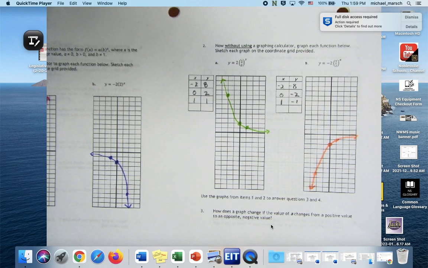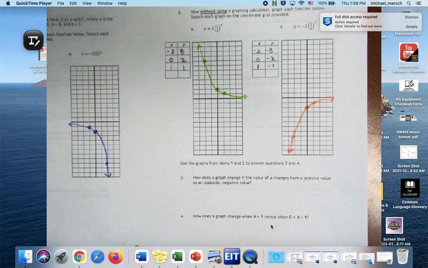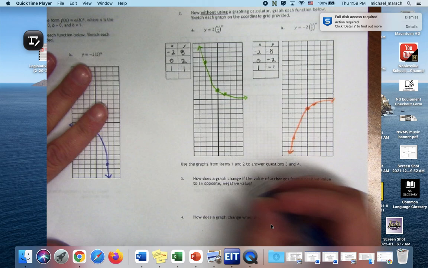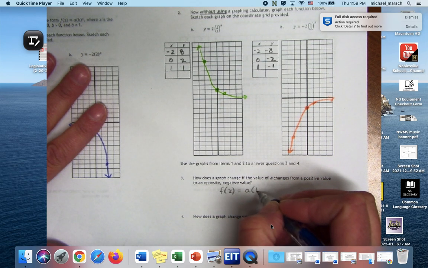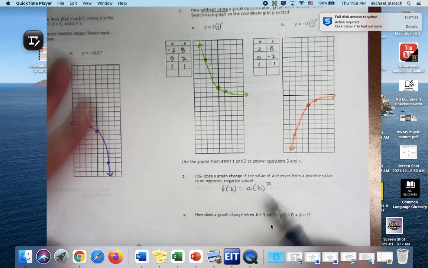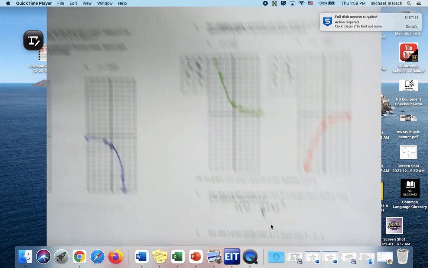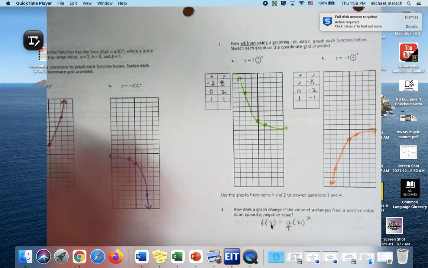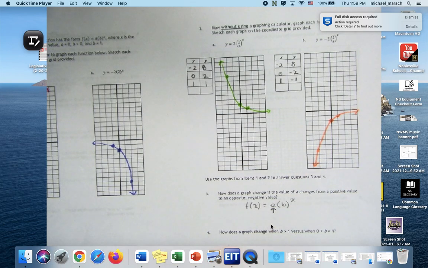Okay, so let's answer some questions here. How does a graph change if the value of A changes from a positive value to an opposite negative value? So let's recall that we have f of x equals a times b to the exponent, right? So this is our A value. What happens if A goes from a positive to a negative? So we had positive 2, negative 2, positive 2, negative 2. What happened, Eden?